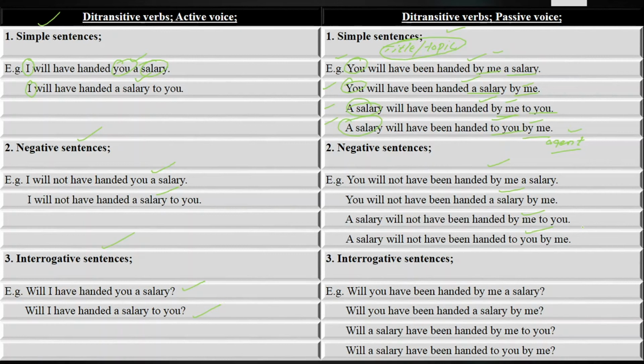Will you have been ended by me a salary? Will you have been ended a salary by me? Will a salary have been ended by me to you? Will a salary have been ended to you by me?